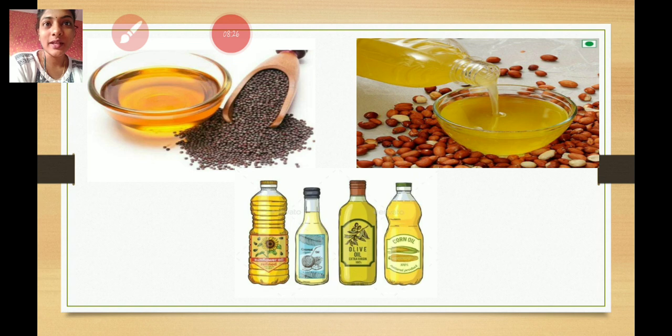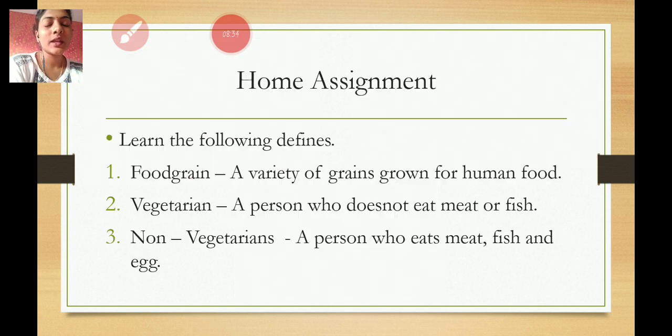So, now, children, I hope you enjoyed this chapter very much. This is a very easy chapter, right? Now, there's a small home assignment for you, that is to learn the definitions. Okay? Now, the first one, food grain. What is a food grain? A variety of grains grown for human food. Different types of grains which are grown for whom? For us humans, for food.